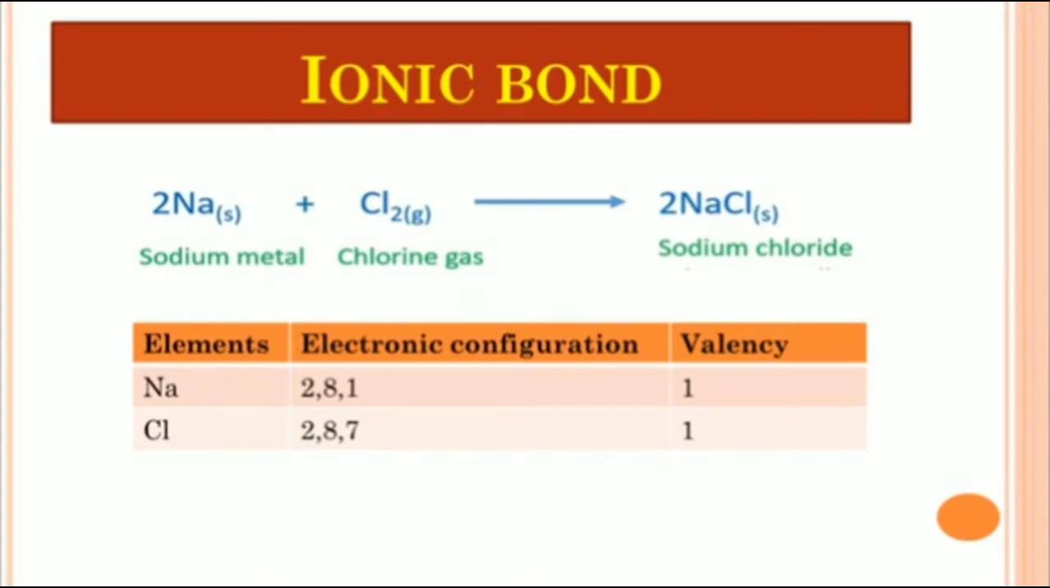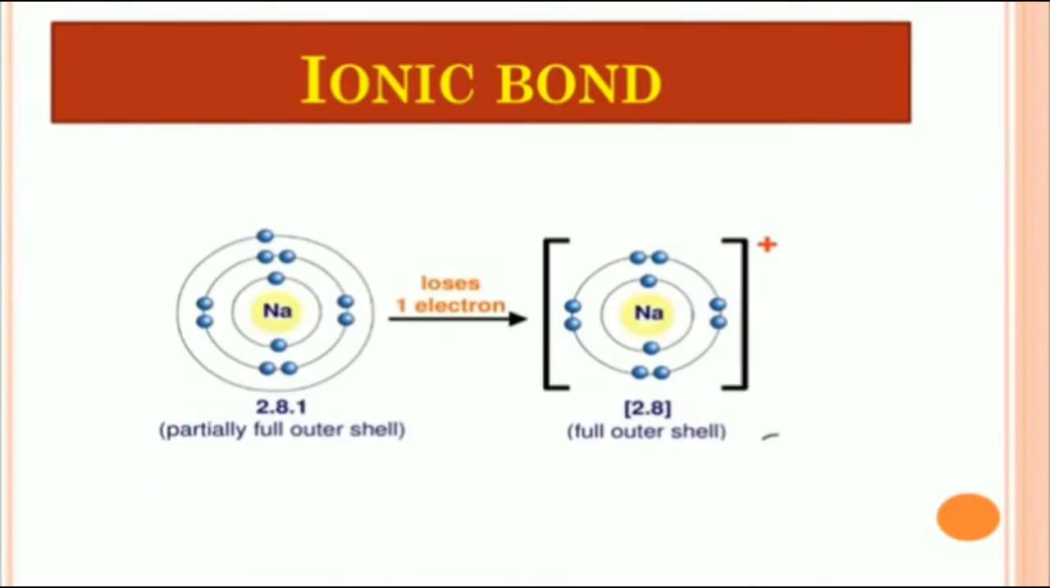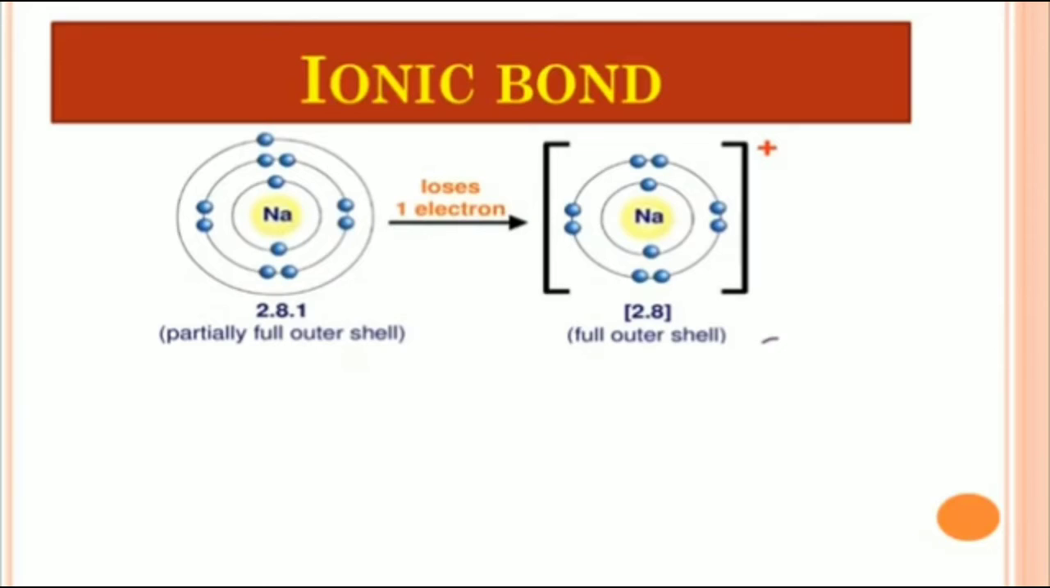So, what will sodium do? It will lose its one electron to complete its octet, forming a sodium ion, whereas chlorine will accept one electron to complete its octet, forming a chloride anion. The valence shell of the chlorine atom contains one electron less than the octet state. On accepting an electron from outside, the octet of chlorine is completed.